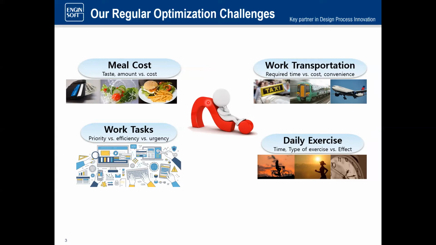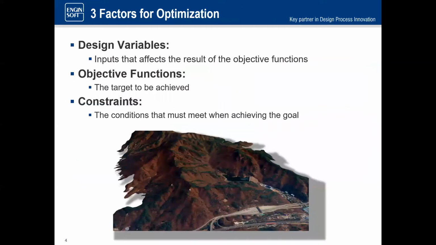With our work tasks, we have to look at priority of tasks versus urgency of the deadlines, and also our own efficiency. And then finally, with things like exercise, we have to decide, okay, what's the best exercise to pursue? How much time does it take? And how beneficial is it to us? So I think these are all familiar examples of doing an optimization in our lives.